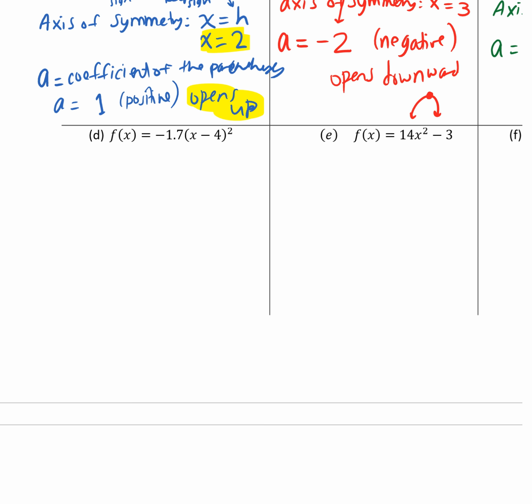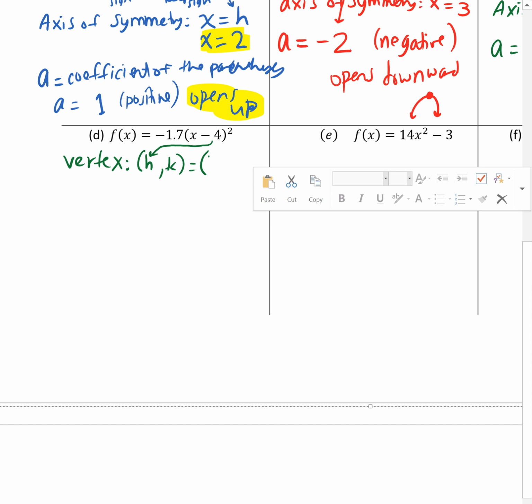-1.7 times (x minus 4) squared. All right, the first thing we usually want to find is the vertex. And that's going to be h comma k, where the value of h comes from inside the parentheses with x, but I changed its sign, so since it was -4, I want +4.